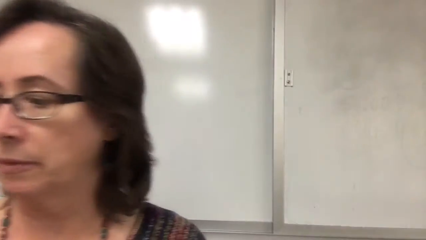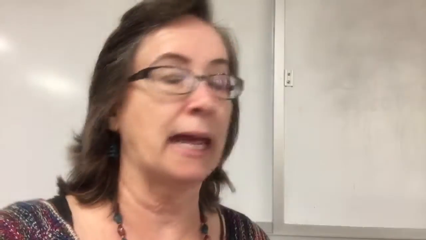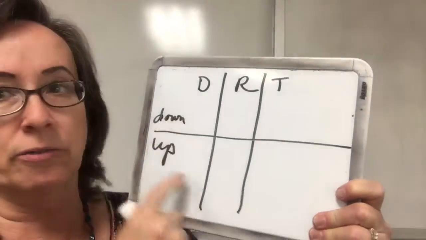Okay, so the next one we're going to do is a distance, rate, time problem. It says a boat can travel 9 miles downstream. In the same amount of time, it can travel 6 miles upstream. If the speed of the current is 3 miles per hour, what is the speed of the boat in still water? Okay, so here's my little distance, rate, time, and downstream, upstream.